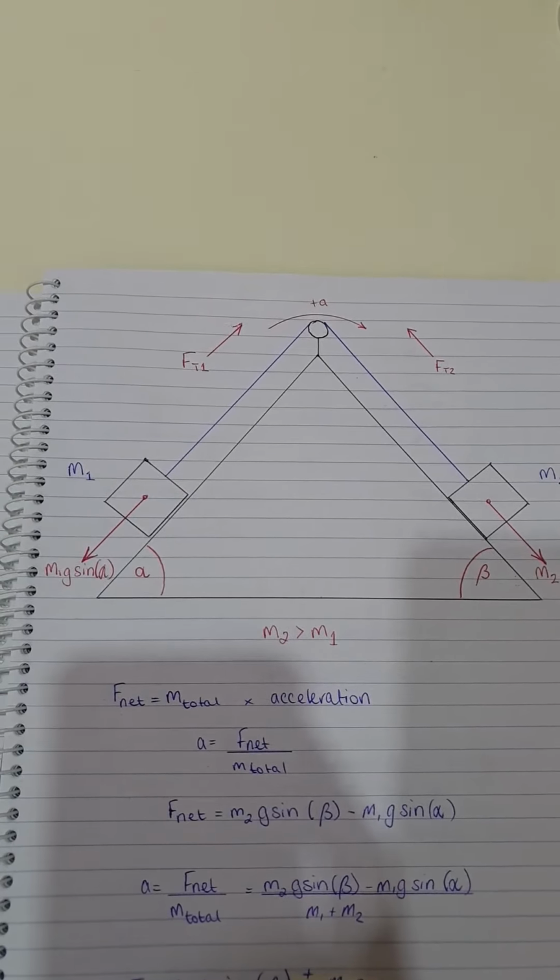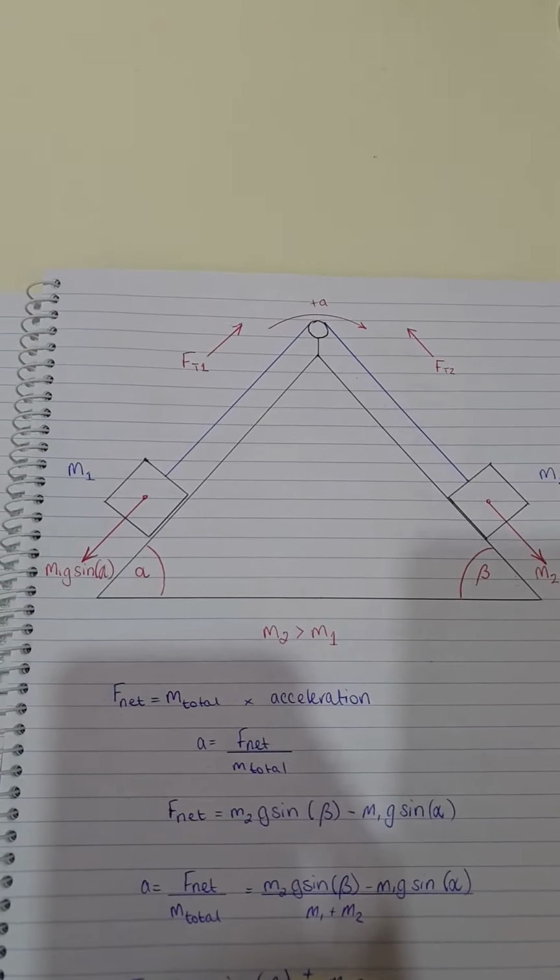So applying Newton's second law, which states that force is equal to mass times acceleration, we can then arrange that equation to solve for our acceleration. So the acceleration is equal to the net of all forces divided by the total mass. And the net force is the sum of all the forces that are aiding the acceleration minus all the forces that are opposing the acceleration. So therefore, our net force will be mass 2 multiplied by gravity multiplied by sine beta minus mass number 1 multiplied by gravity multiplied by sine alpha.